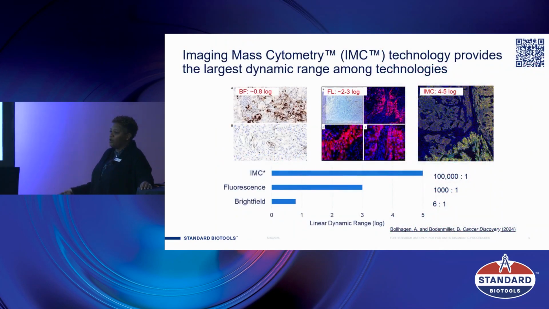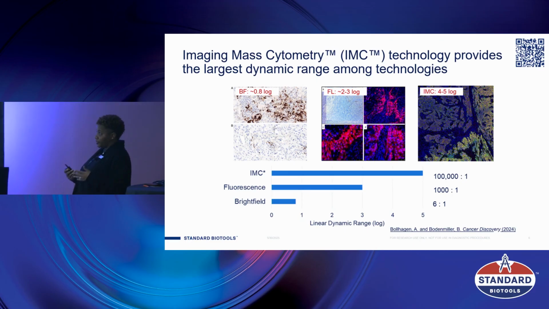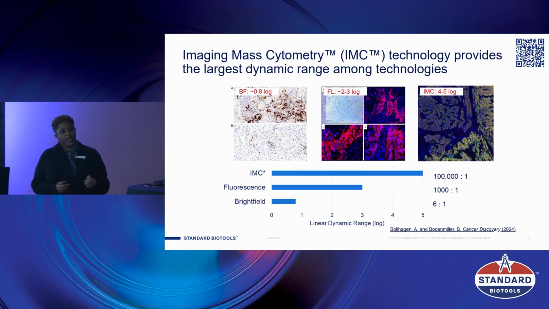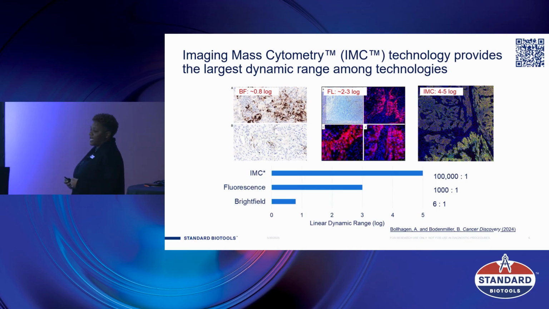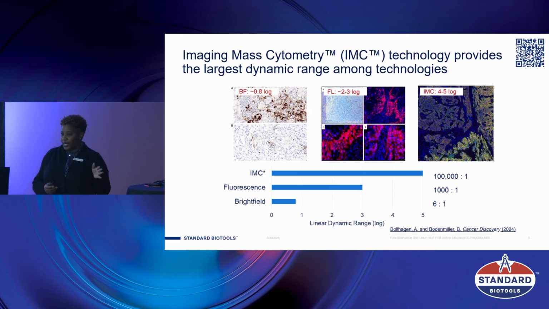So how are we able to do this? Why are we able to uniquely detect discrete signals from high to low expressors simultaneously? And this is due to our dynamic range. So when compared to current technologies, IMC has the largest dynamic range. And this is the range from the brightest to the lowest expressors. And we can see all of that. And this exceeds what can be seen with the human eye and a microscope, like what you would see for bright field, and also with fluorescent technologies.